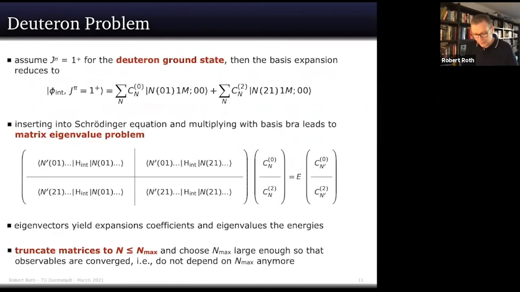That's pure L equals 0. Therefore, it's called S wave. And this is pure L equal 2, therefore it's called D wave. And that's the famous D wave admixture in the deuteron, which is not excluded by symmetries, which is possible. How strong it is, what the value of these unknown coefficients are, this is something we have to determine now from the real solution of the eigenvalue problem.